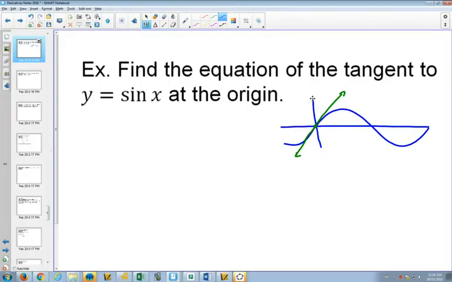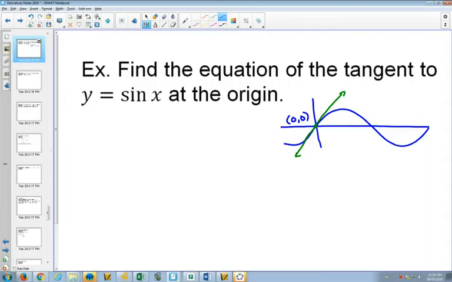So thinking back about equations of lines, the 2 things that you're going to need to make an equation of a line are point and the slope. It's happening at the origin, so we already know that 0, 0 is on that tangent line. So we have a point already. All we have to do is find the slope.